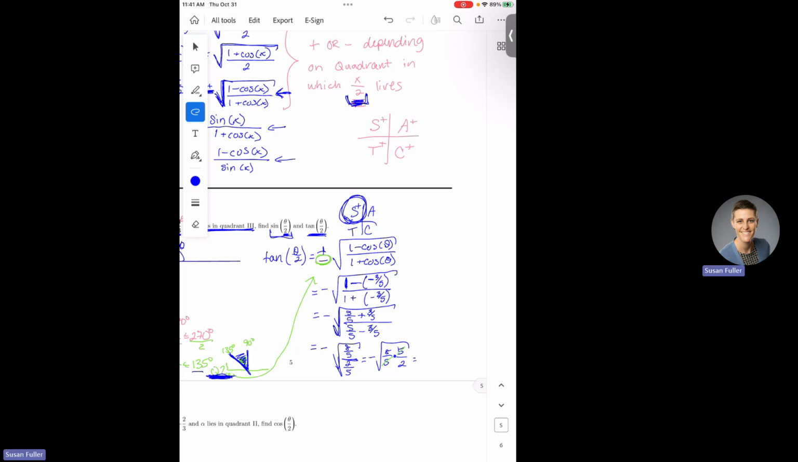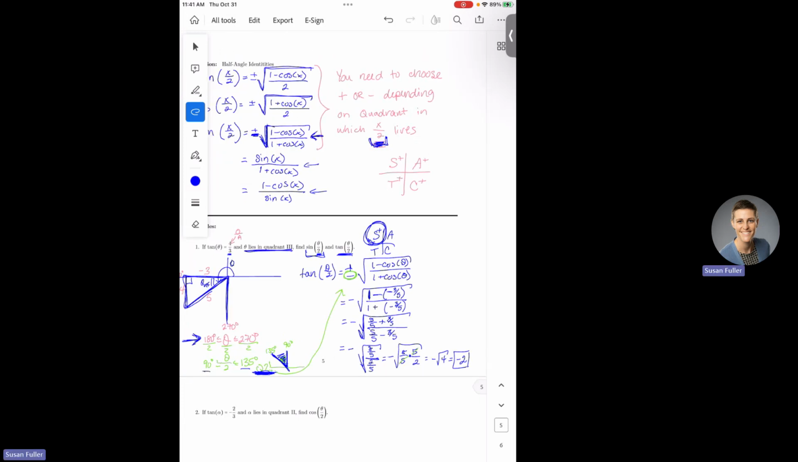Yeah, it's just 4. This is negative square root of 4. What's the square root of 4? Yeah, it's 2. I'm going to get negative 2 out here. So I know that the tangent of theta over 2 will be negative 2.